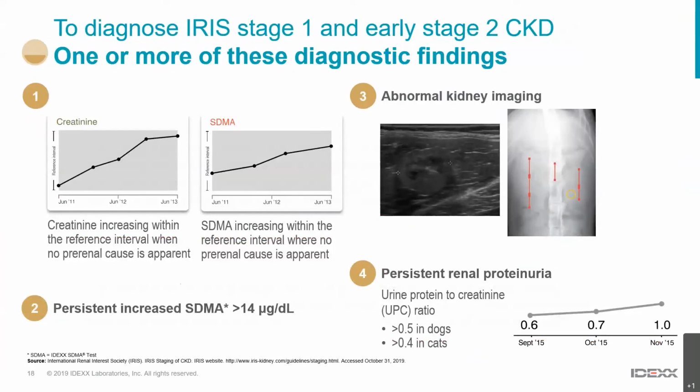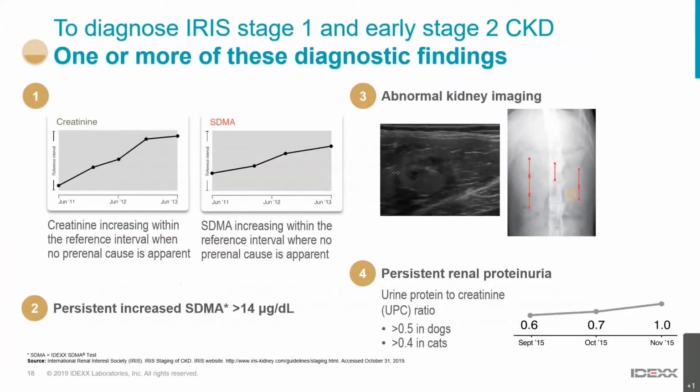With regards to diagnosing CKD early, so that's specifically referring to IRIS stage 1 and early stage 2 CKD patients, those that have typically been hard for us to find because they look clinically normal, IRIS have said that we can use one or more of the following diagnostic findings.